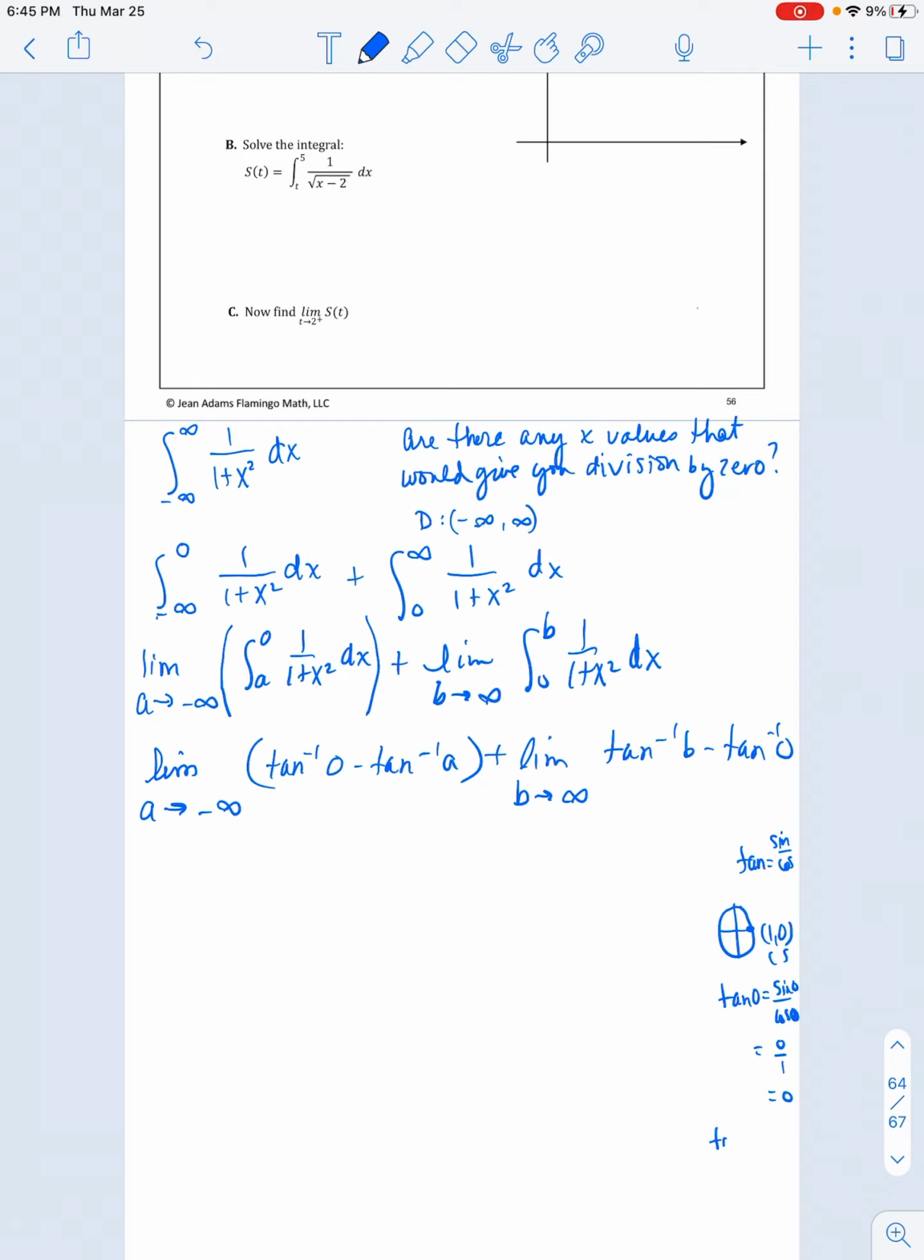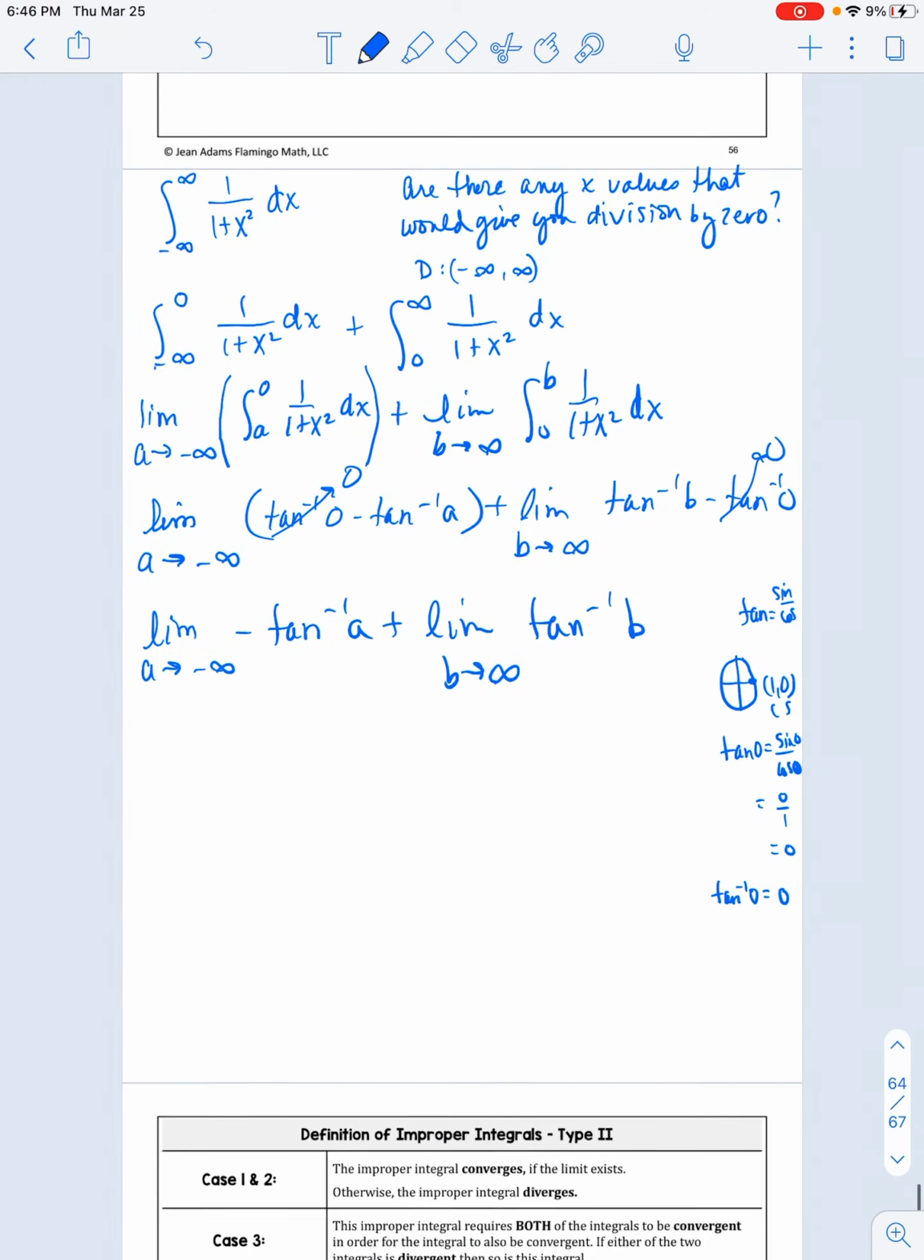So it's like, when is the tangent 0? So inverse tangent of 0 is actually at 0, okay? The angle is 0. So this one goes to 0, and that one goes to 0, okay? So this gives us the limit as a approaches negative infinity of negative inverse tangent a plus the limit as b approaches infinity of inverse tangent b.